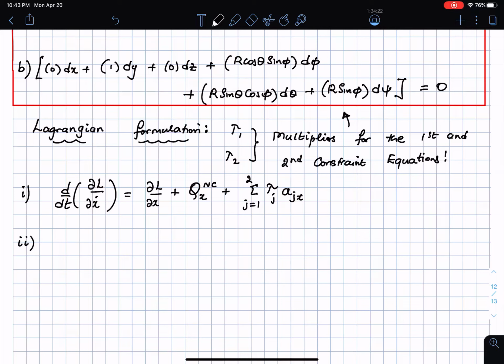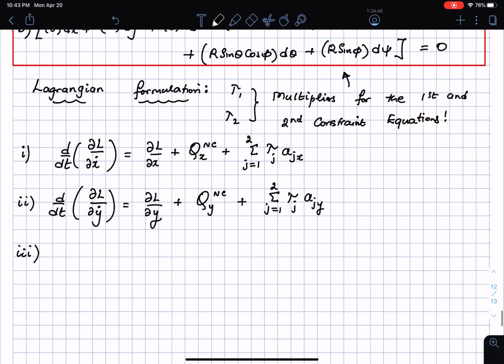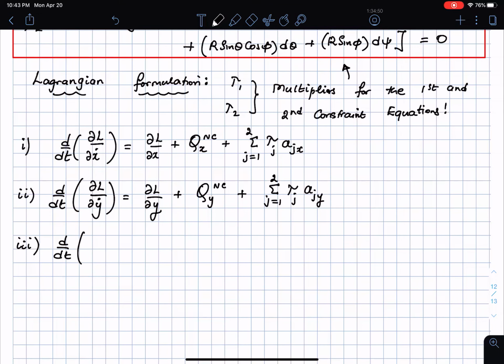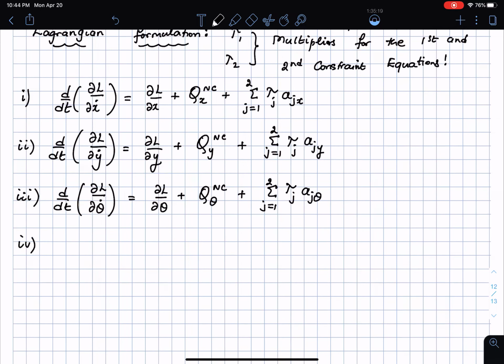Then my second one is going to be d by dt dL by dy dot is equal to dL by dy plus Qy non-conservative plus summation j equal to 1 to 2 lambda j a_jy. Then the third one, d by dt, and I don't have a z dot in this situation, so I'm just going to have a theta dot. I have swallowed that up, so that's going to be dL by d theta dot equal to dL by d theta plus Q theta non-conservative plus summation j equal to 1 to 2 lambda j a_j theta.